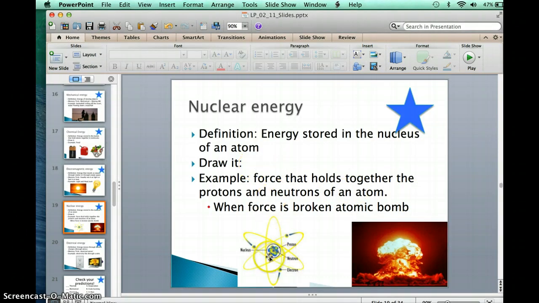Okay, so to draw it, I would draw out that atom and point to the nucleus. And the example is kind of an elaboration or a more detailed explanation of the definition. So it's the force that holds together those protons and neutrons of an atom. That force, that energy, is called nuclear energy. Okay, the example is also this atomic bomb going off. That's when we're breaking open all that nuclear energy that's in the nucleus of the atom. Again, please pause the video to make sure you get these notes and that you also listened to what I was saying.